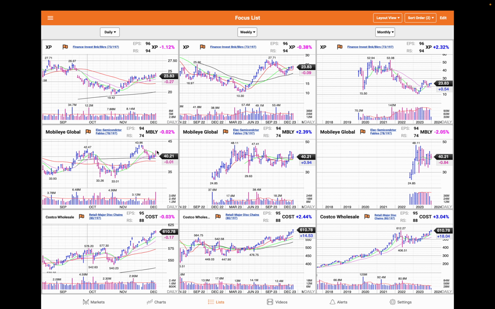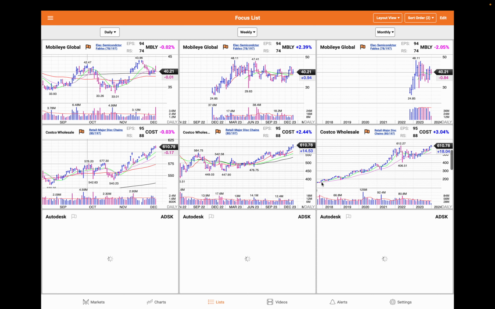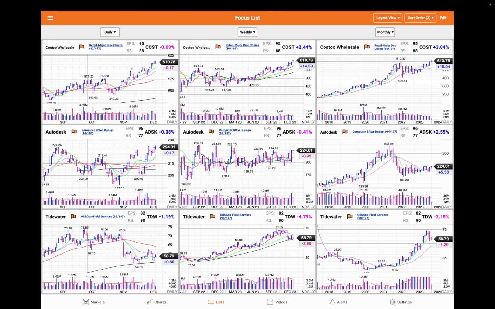It came in on a stronger volume. That means this is a negative point. Weekly shows it mostly going sideways. Monthly, probably it's forming the symmetrical triangle, so it can go both ways, up or down. I like this name personally, so I'm keeping watching it in the focus list.